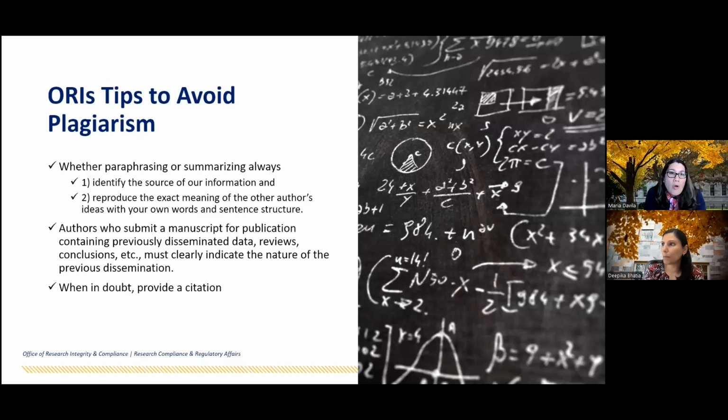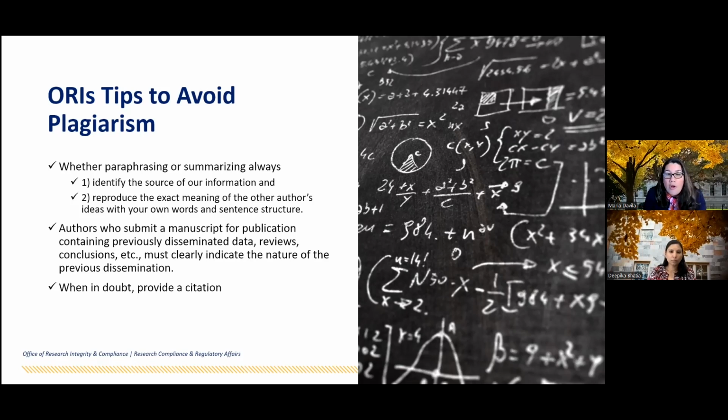I also provide some tips to avoid plagiarism. And this again might be very obvious for a lot of you, but we wanted to give you this information to pass to others and also to refresh some information. So first of all, when you're paraphrasing and summarizing, always make sure that, first, of course, you identify the source of the information. That's very important to do, but also that you reproduce the exact meaning of the author's ideas with your own words and sentence structure.